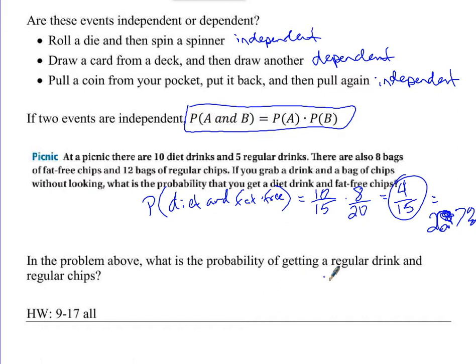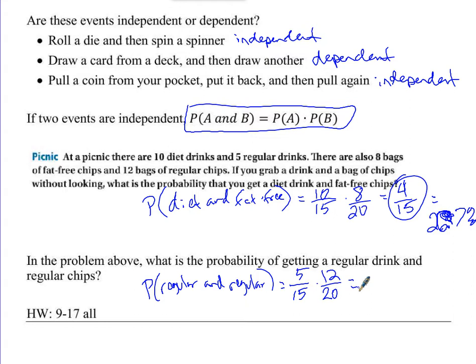So let's see what the probability is of getting a regular drink and regular chips now. So what's my setup? 5/15. Before that. Okay, turns out the word and is important. And now what do we get? There are 5 regular drinks out of 15 in the cooler, times there are 12 bags of regular chips out of 20 in the bag. What does that give me?